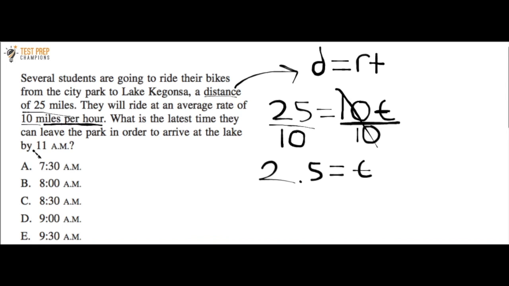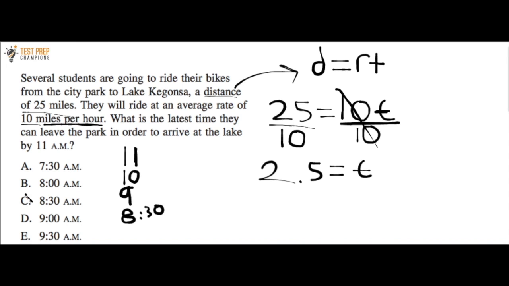So let's work backwards now from 11 a.m. So at 11 a.m., let's go back 2 hours. So 1 hour, so if we have 11 a.m. right here, all right? We go back 1 hour, that's 10 a.m. We go back 2 hours, that's going to be 9 a.m. And now if we go back half an hour or 30 minutes, that's going to get us to 8:30. Okay? So they would have to leave at 8:30 to get to the lake by 11 a.m.